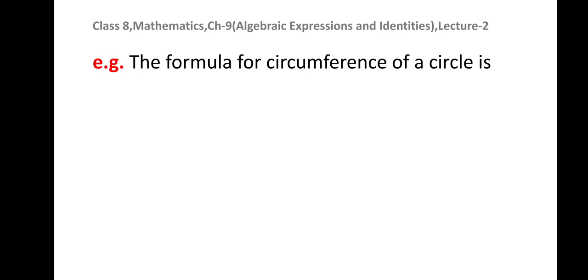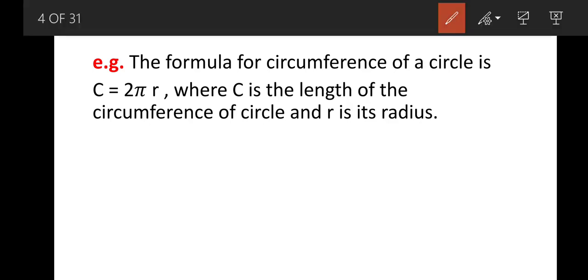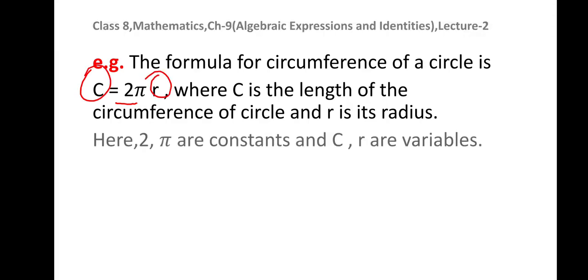For example, the formula for circumference of a circle is given by c is equal to 2 pi r, where c is the length of the circumference of circle and r is its radius. In this formula, dear children, 2 and pi have fixed value, so these are constants, and c and r are the variables or literals.